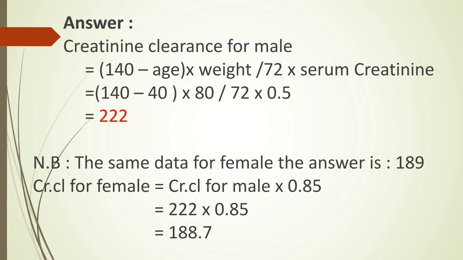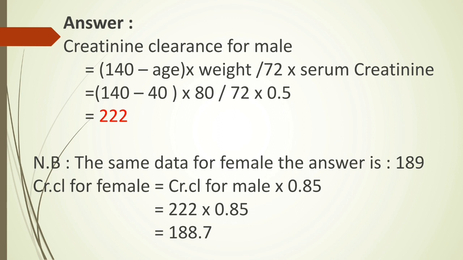Once again, the equation for creatinine clearance for male is equal to (140 minus age) into weight divided by 72 into serum creatinine level. Here the age is 40 years, weight 80 kilogram and serum creatinine level 0.5. Substituting the values: (140 minus 40) into 80 divided by 72 into 0.5. So the answer will be 222.